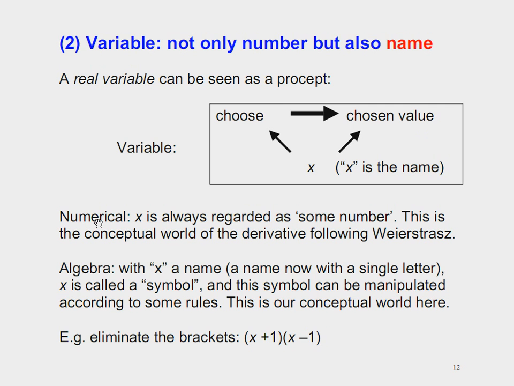There's the numerical world, where the variable x is always regarded as some kind of number. And this is also the conceptual world of the derivative according to Cauchy or Weierstrass. There's also the world of algebra, where the name x is turned into a symbol, and this symbol can be manipulated according to some rules. The world of algebra is our conceptual world for this presentation. For example, if you want to eliminate the brackets in this expression, then you don't immediately think about numbers. You are supposed to apply some rules in which you manipulate the symbol. So that means that the variable can be used in different kinds of ways.